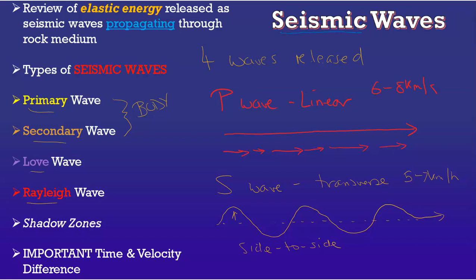Now, the S wave, yes, it goes through a lot of the rock, the solid rock, but when the S wave goes down to the outer core, the core mantle boundary, the outer core is liquid. It is a liquid state of matter.